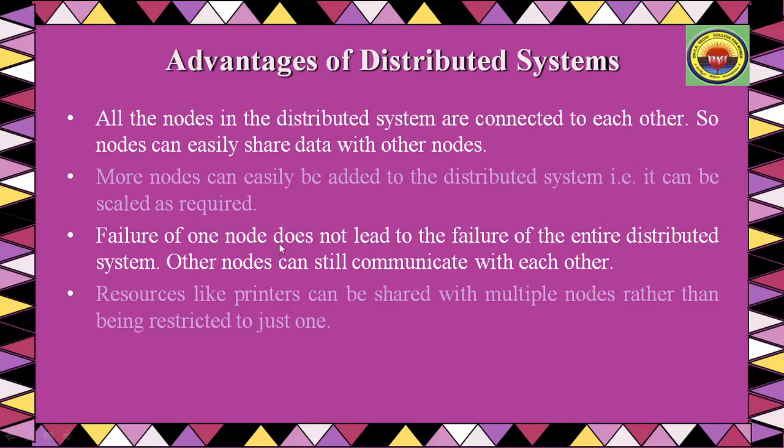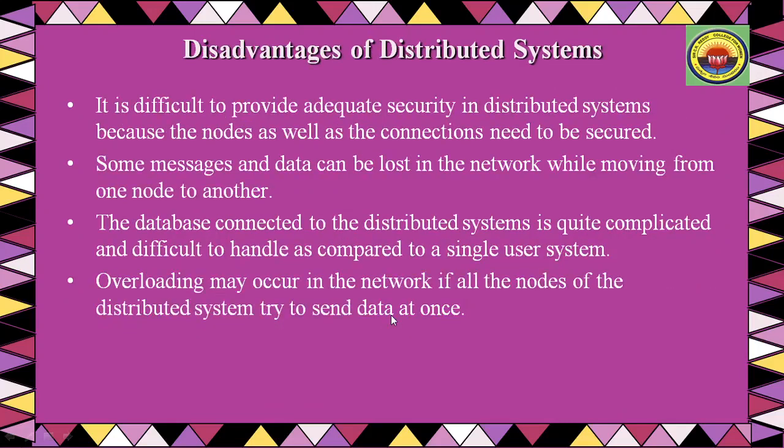Failure of one node will not lead to the failure of the entire distributed system. Other nodes can still communicate with each other. If one node has failed, we can still communicate with the other nodes in a distributed system. And resources like printers and scanners can be shared with multiple nodes rather than being restricted to just one. If there is no distributed system, it is owned by only one. So here resource sharing is possible.